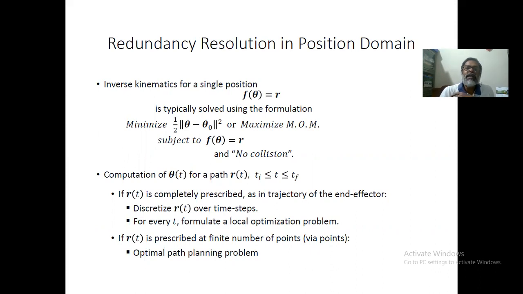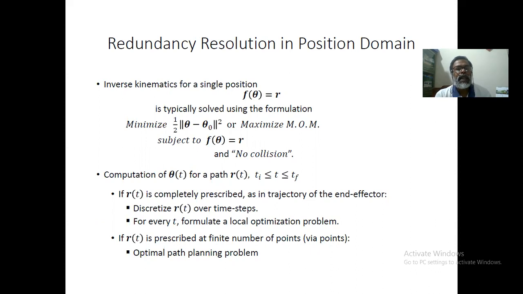That is, since there are infinite ways of reaching this position, we would love to reach at that configuration at which the manipulability is best. That is, we can best manipulate the manipulator, okay, manipulate the object. So this is when you have the task of inverse kinematics for a single position.